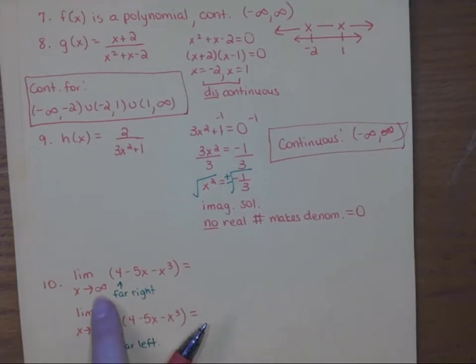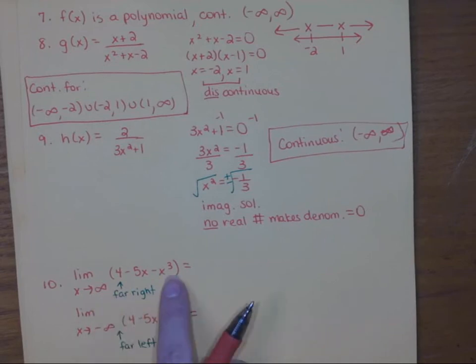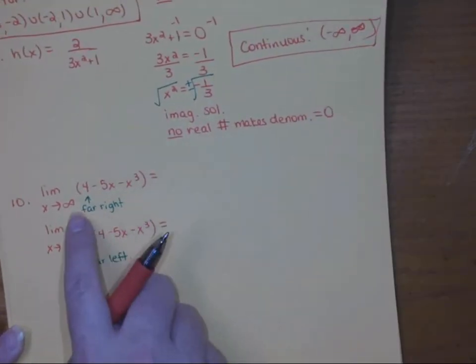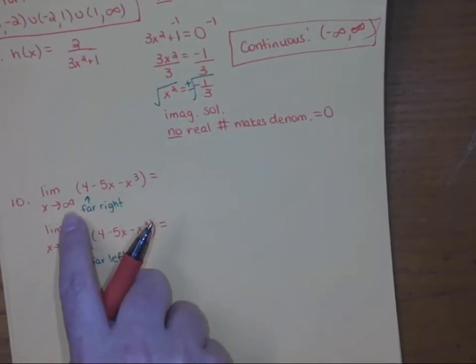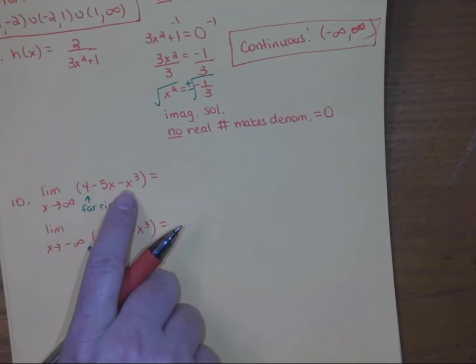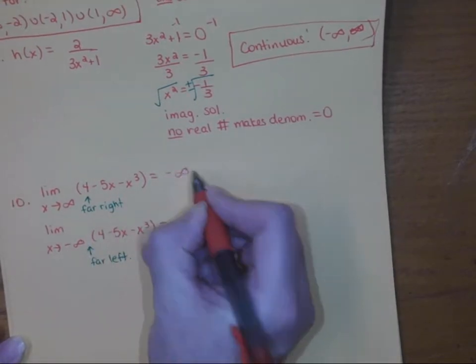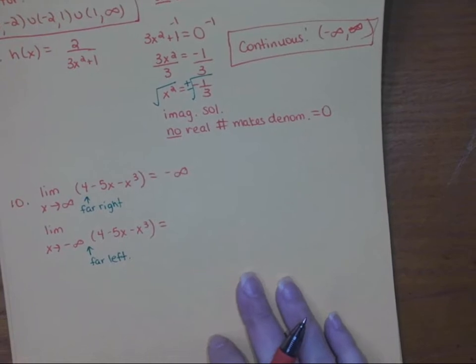But notice if we plug in, not really plug in, but if we think about the largest positive number we could possibly think and we look at the highest power, notice that if we plug in, say, 10 million or something really large, since x is going to infinity, we're going to get an even larger negative number because of this negative sign. So this is just going to be negative infinity.